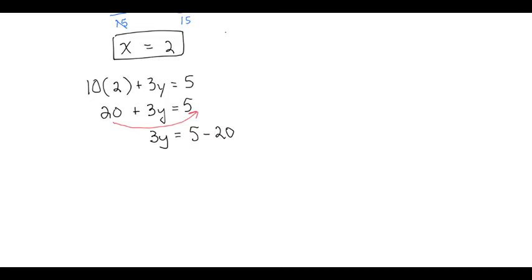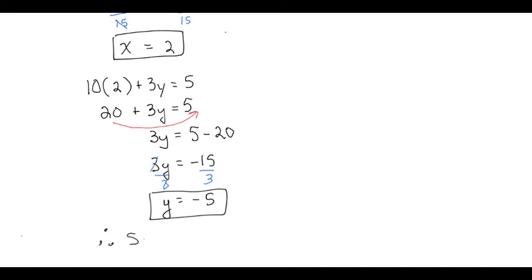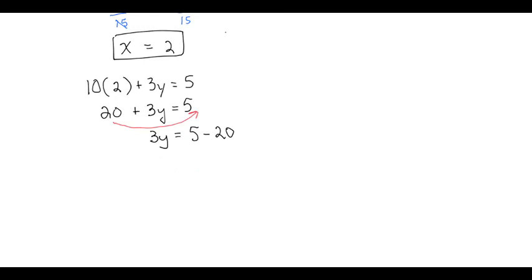So I continue my solving. 5 take away 20 is negative 15. And when I divide both sides by 3, that cancels out the 3 and leaves y equals -5. And I always tell you to just write a closing statement. Therefore, the solution is x always goes first, so the 2 goes first, the y goes second. Okay?